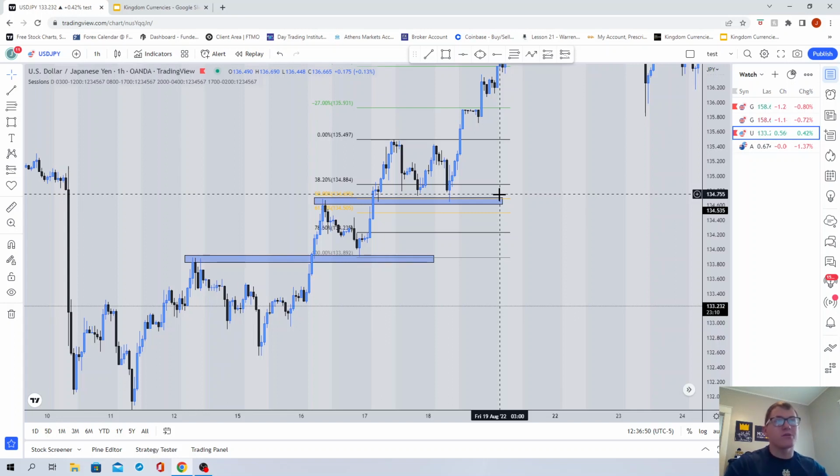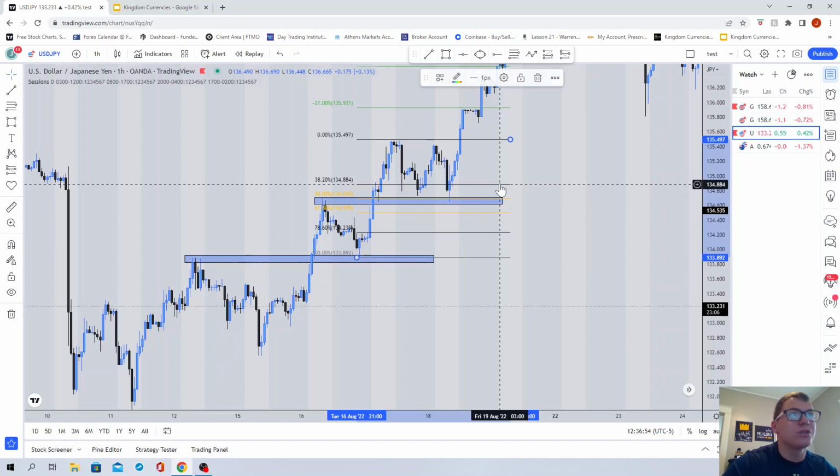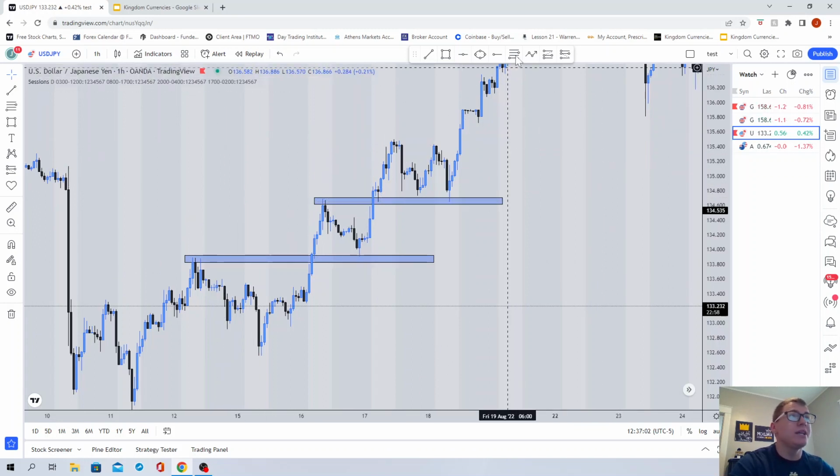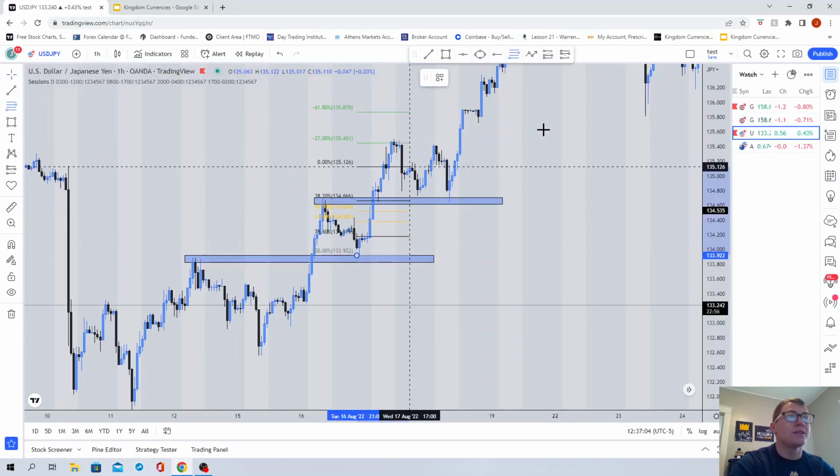Now, don't get me wrong. These tools are not guarantees, right? This can easily go against you and so on and so forth. And once again, I can take this trade just based off of this. Just based off of market structure, I can take this trade. I don't need fib tools and trend lines.